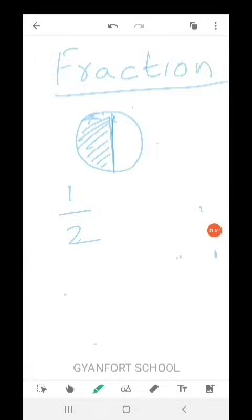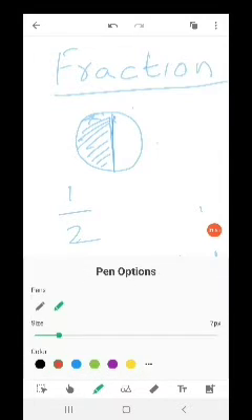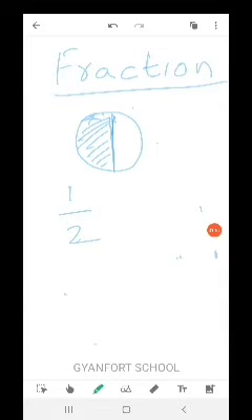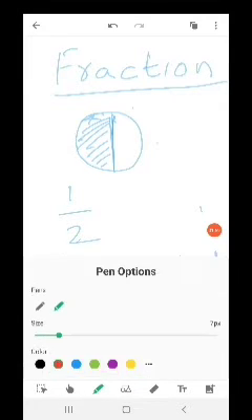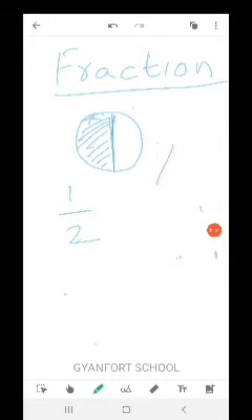So what actually have you done? This is the whole pizza, right? You have just taken this whole pizza and divided it into two parts, right? So these are two equal parts. This pizza is a whole. The concept of whole is like one thing, one unit.